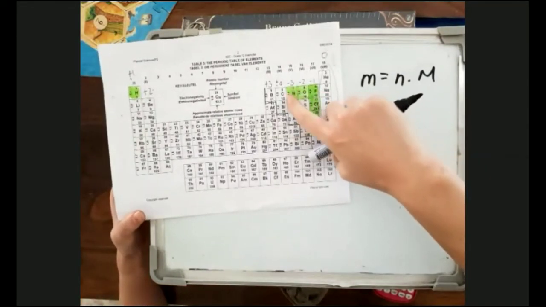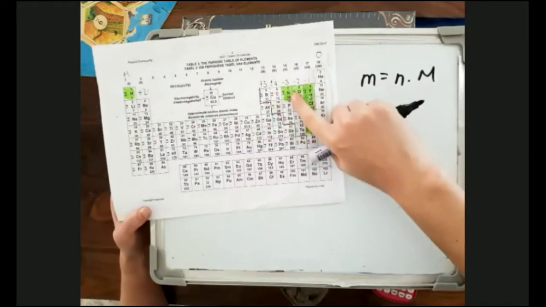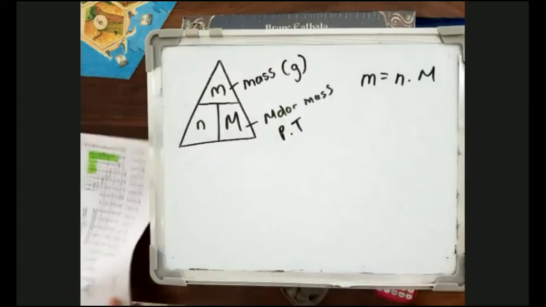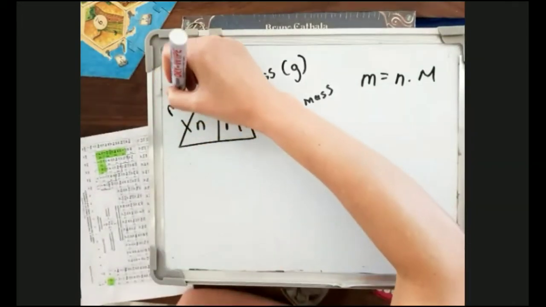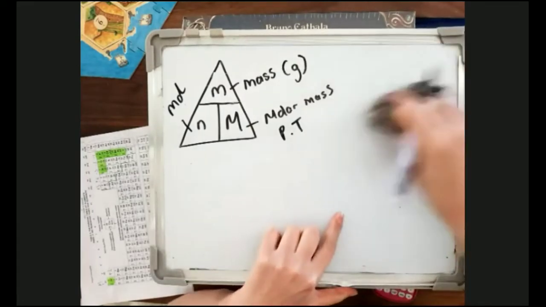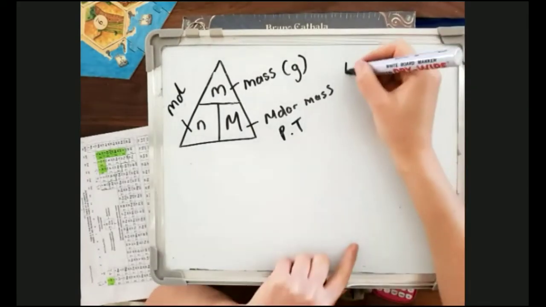So carbon is 12, boron is 11. Just be careful of diatomic elements. You'll have to times their molar masses by 2 if you want to work them out. And then little n just stands for mole again. So let's start with a question together, and then I'll give you guys some time to do one by yourself, or a couple by yourself.